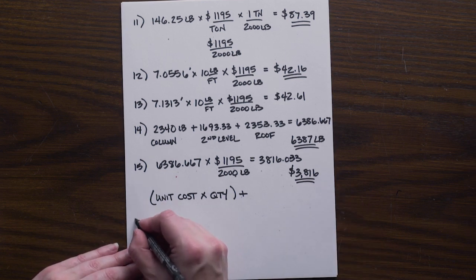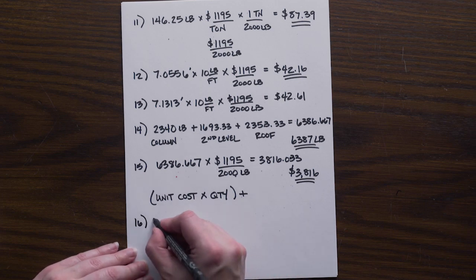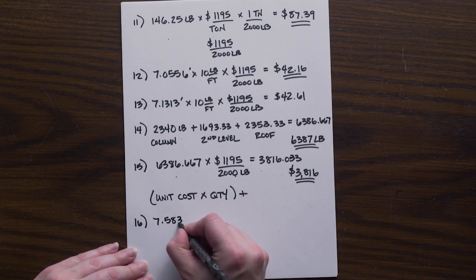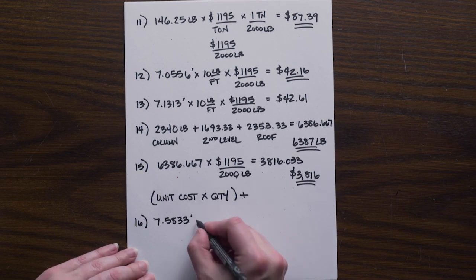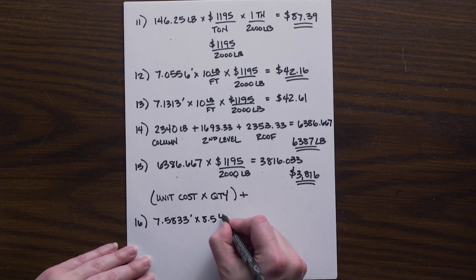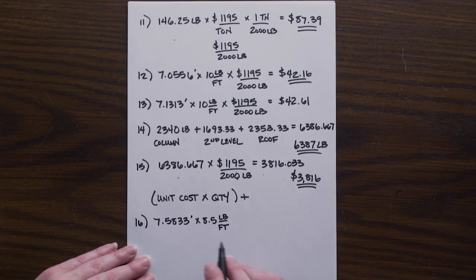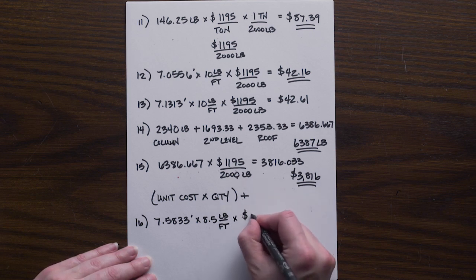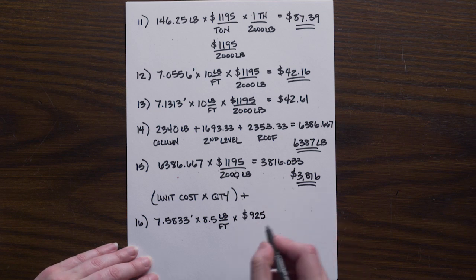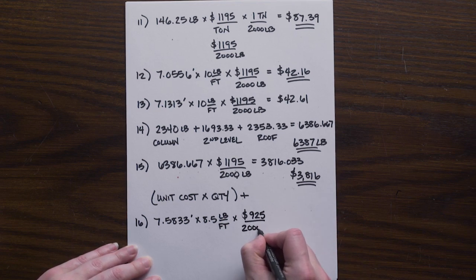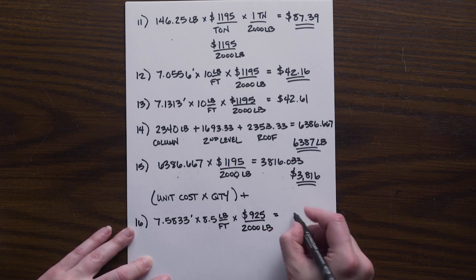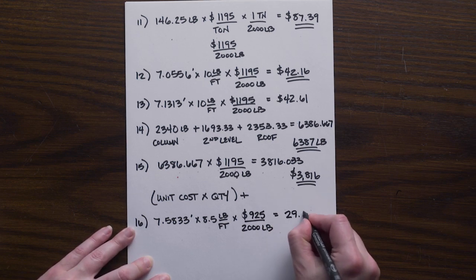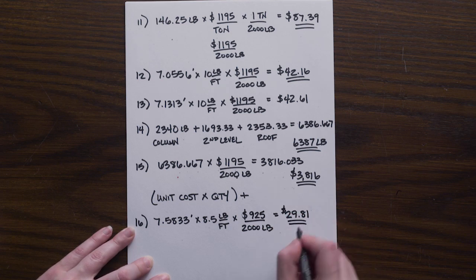Next up, we have our joists. So we have 7.5833 as our average length of our joists. These were 8.5 pounds per foot. Again, it does not tell us in our designation for our joists what that weight per foot is. So we need to know or look it up in a table for that weight. But we have $925 per ton, or $925 per 2,000 pounds. And we get $29.81 as our unit cost.